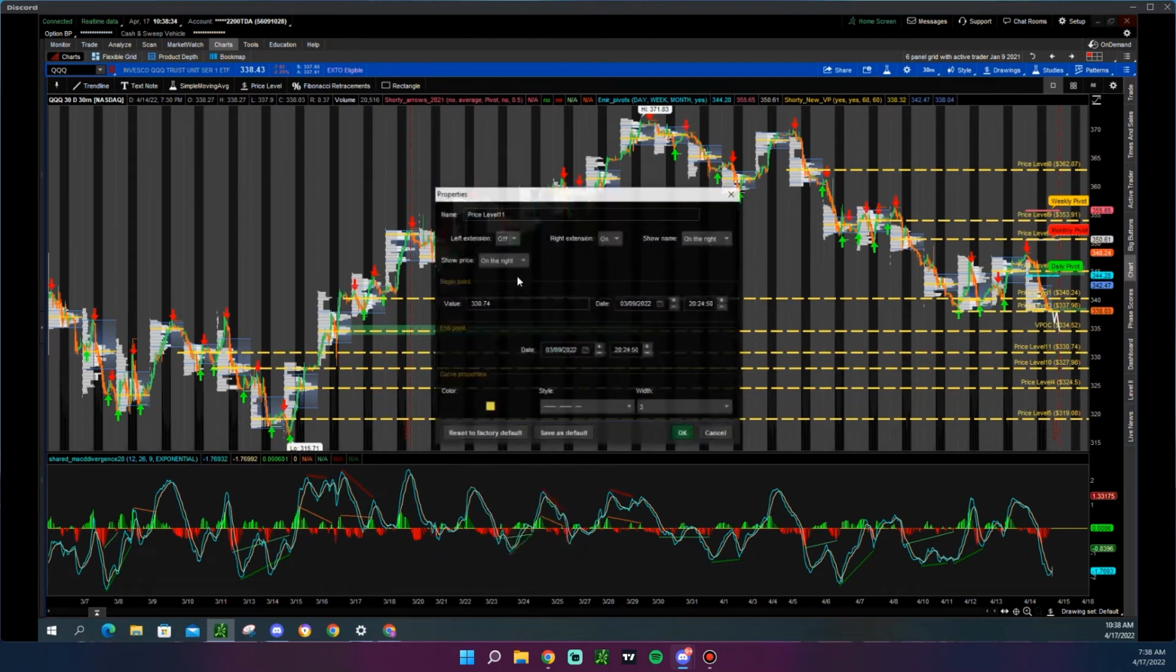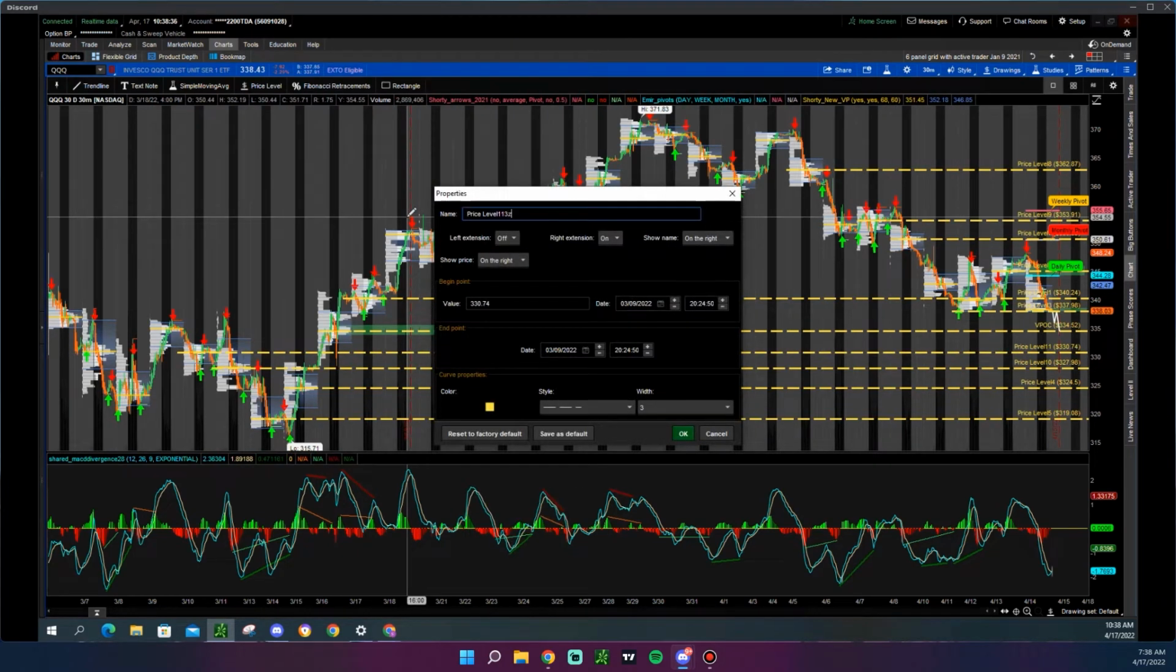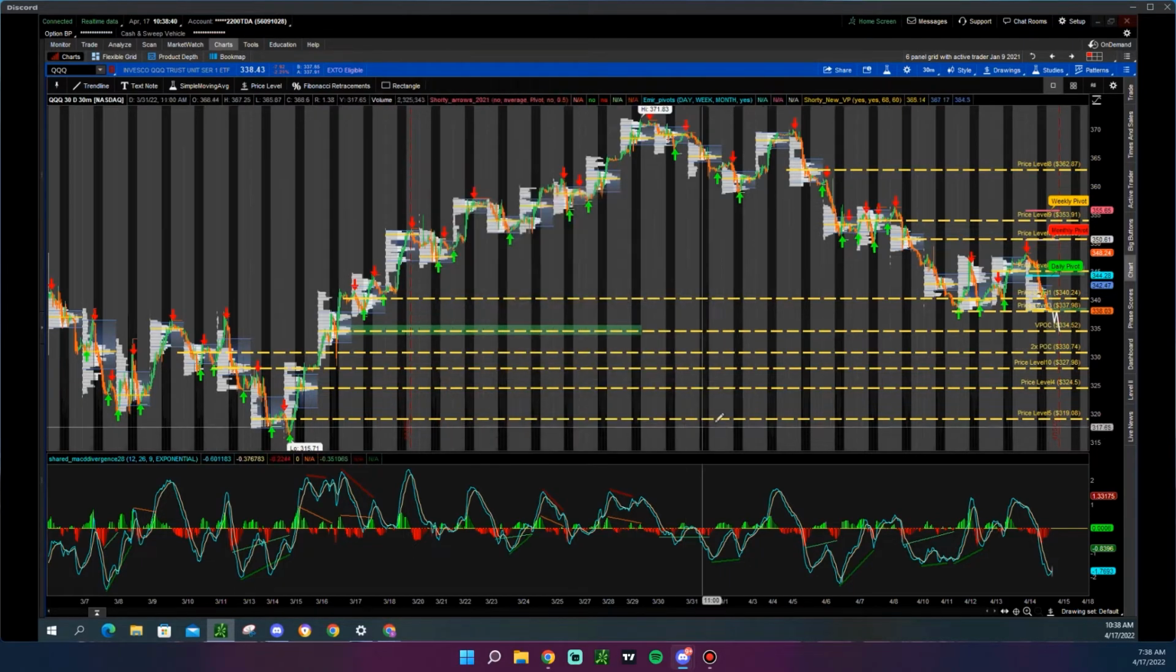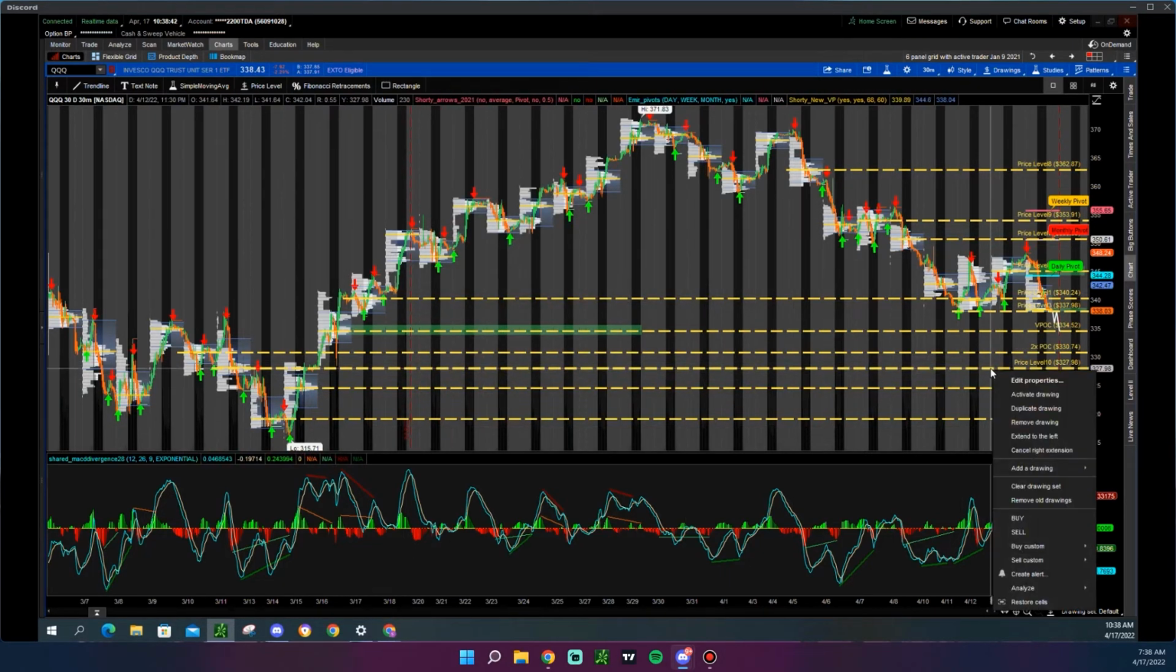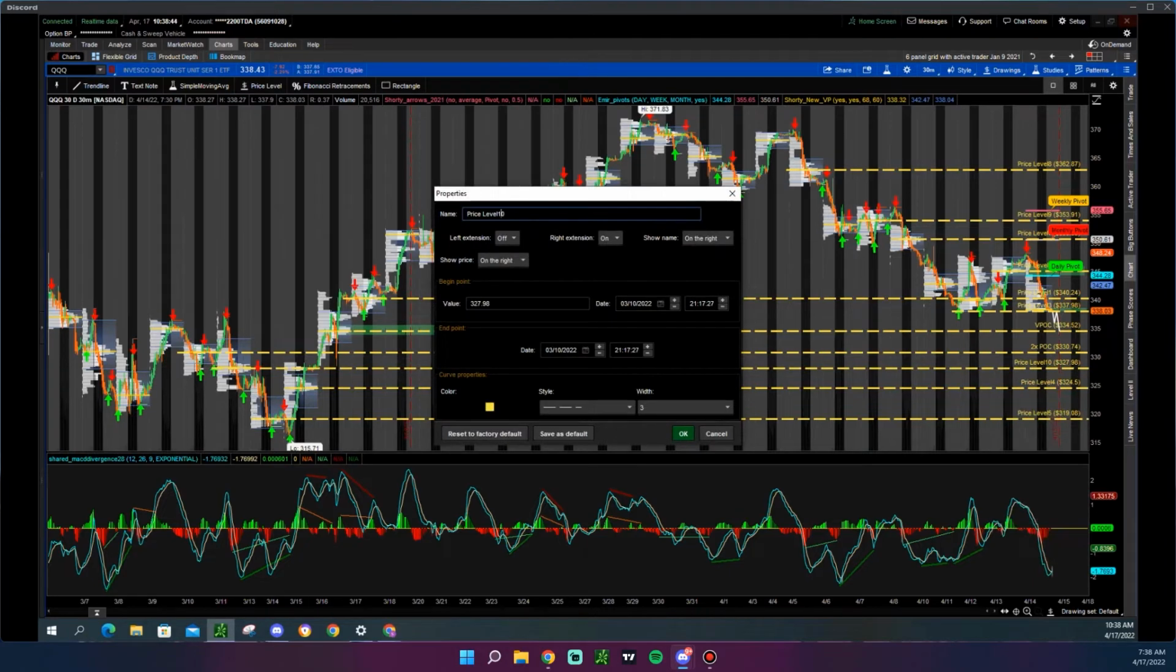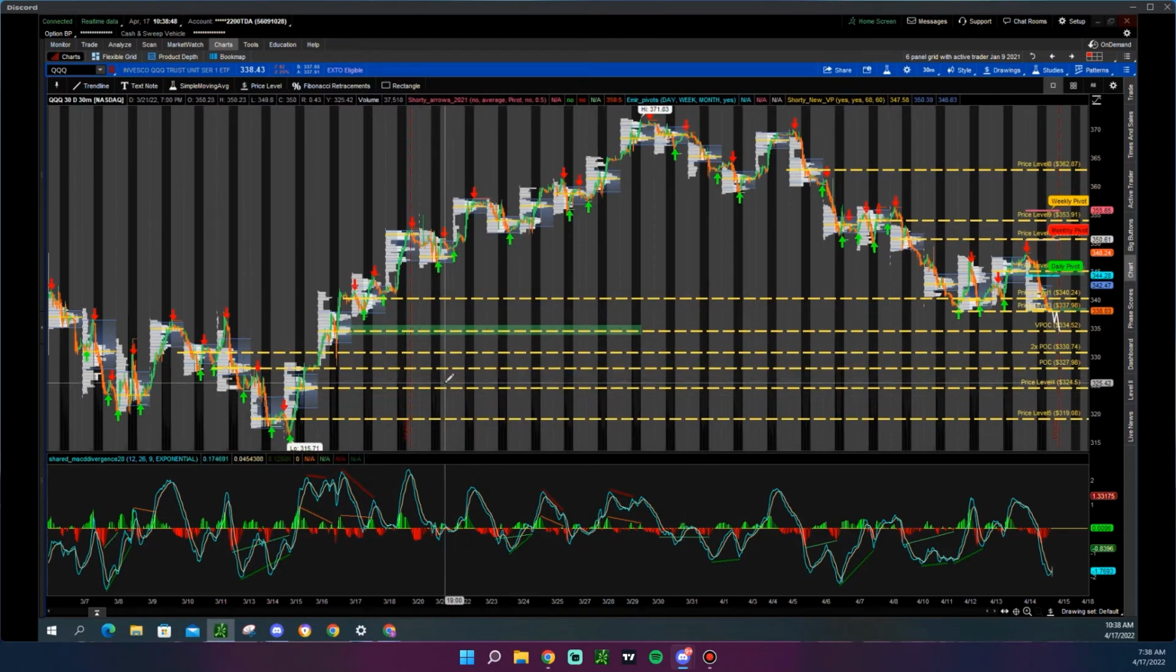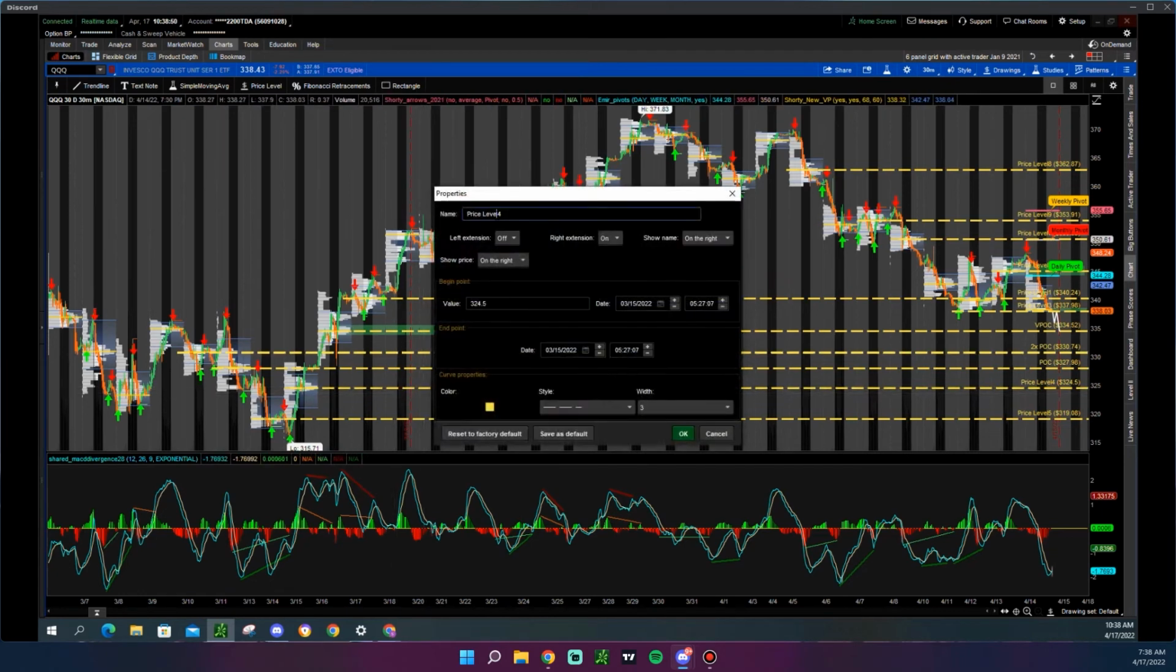So this one here, and then just psychological, you have 2x POC, and then here you have a decent rejection. So I would call this just a POC. And then this is your VPOC here.